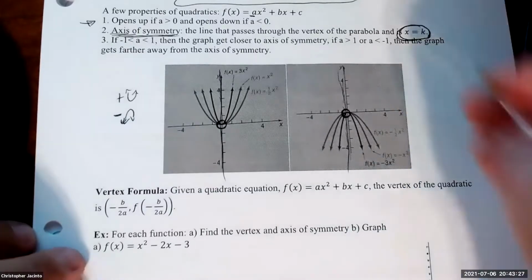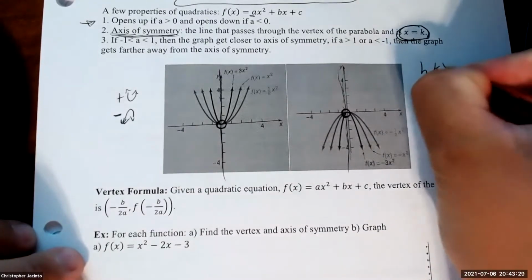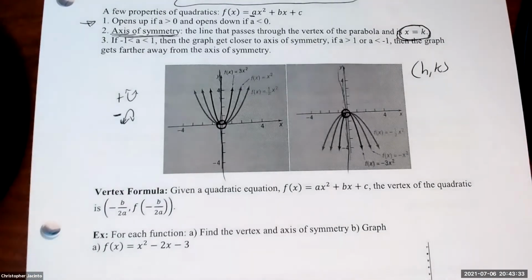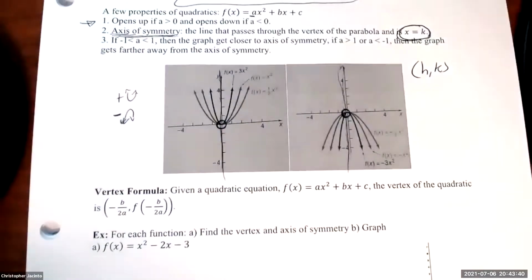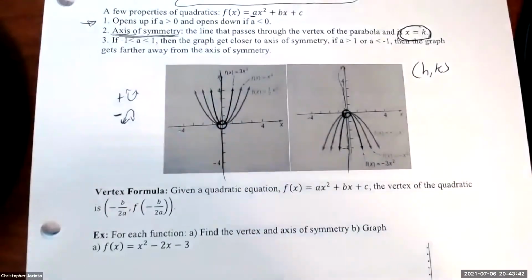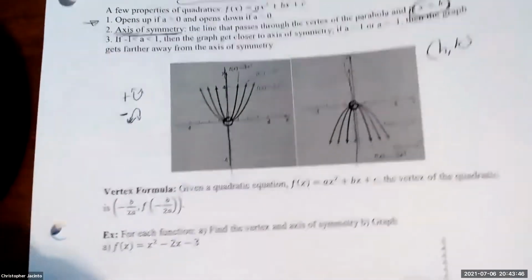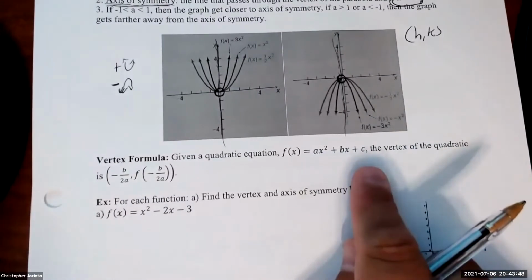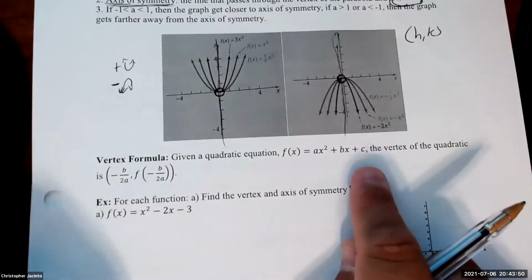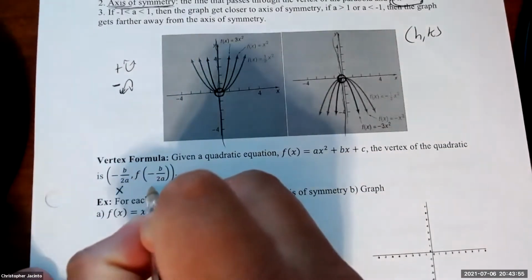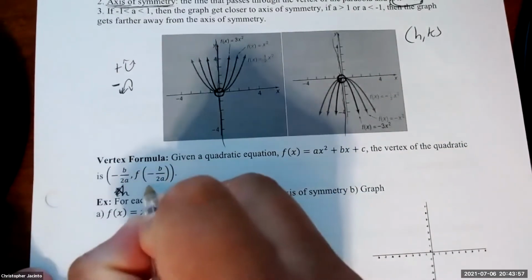Well, remember back in the day we had h comma k. Guess what? That comes back into play here as well. But now we're going to figure out how you find the h and k when we're not given it already in vertex form. To do that, we're going to use something called the vertex formula, which is right here. So given this quadratic, the vertex is, this is your h and this is your k, if you want to think of it.